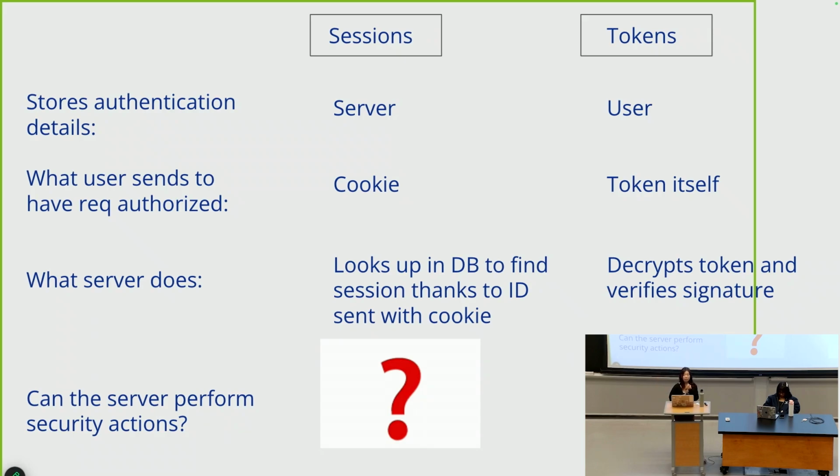How about for tokens? Do you think, thumbs up, the server can perform security actions? Thumbs down for no. Yeah, exactly. Thumbs down, because this time the authentication details are stored on the user side. The server is not storing the authentication details. So on the server side, we can't really perform many security actions because the user is storing their details themselves.